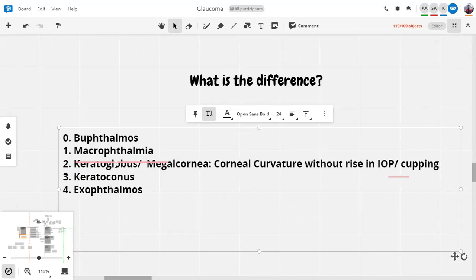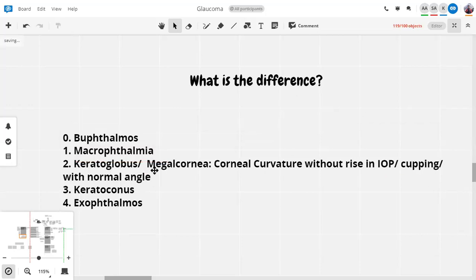Now, one more difference between keratoglobus and megalocornea and ophthalmos. It is the change without rise in IOP, without cupping, with a normal angle. So you see that we have three differences over here between keratoglobus and megalocornea. The first is that in both they have an increase in corneal curvature, which is greater than 13, I think, micrometers. I'm not sure, I'll confirm, you can read it up. So both have an increased corneal curvature.